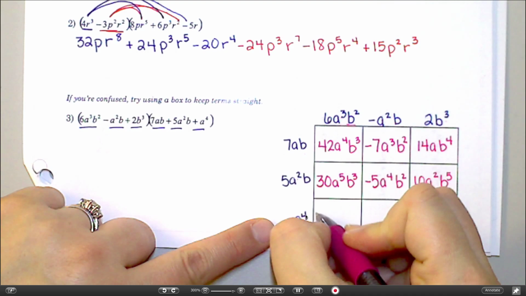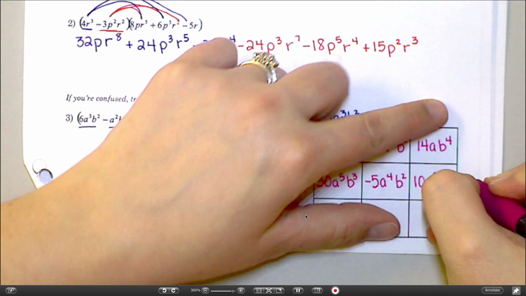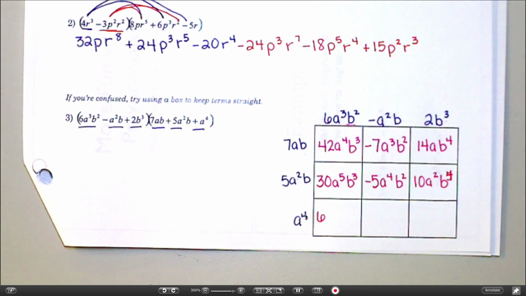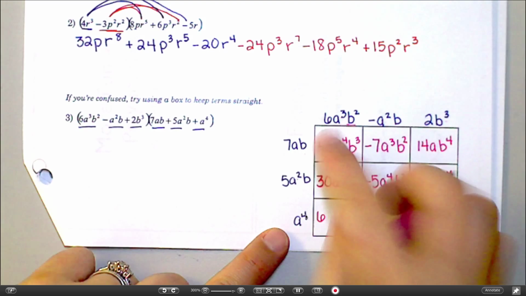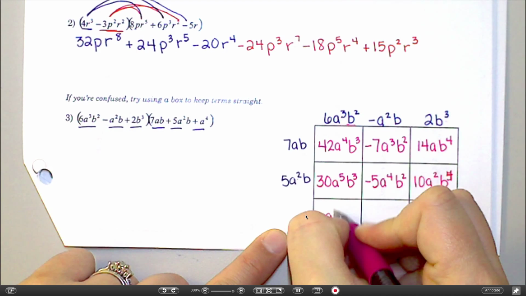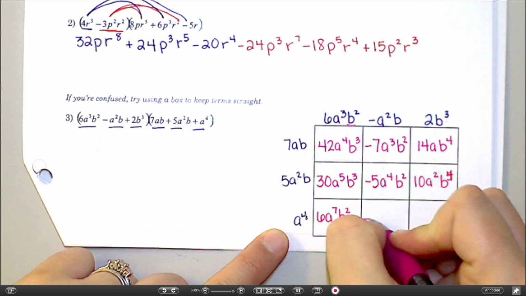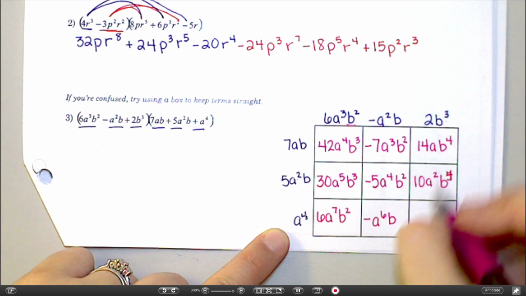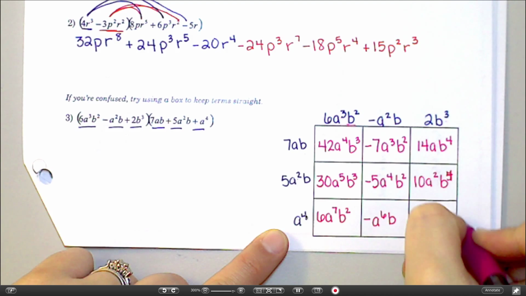So this would become 6. Oh, on the last one? You're right. Thank you. Okay, sorry. Moving on to this one already. That would be 6a to the 7th b squared. So I'm just taking 4 a's and adding them on to everything. This would become negative a to the 6th b. And this would become 2a to the 4th b to the 3rd.